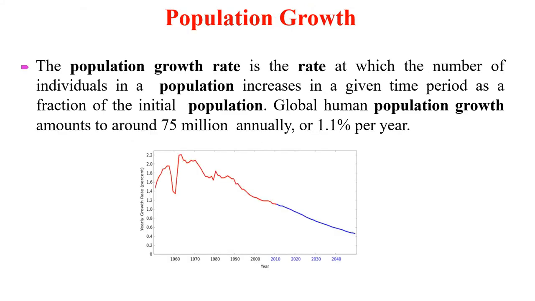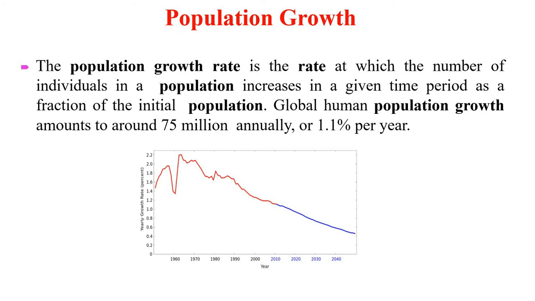Then next one, that is population growth. The population growth rate is the rate at which the number of individuals in a population increases in a given time period as a fraction of initial population. Rate means here growth rate, population growth rate, which is the number of individuals in a population increasing in a given time period as a fraction of initial population.